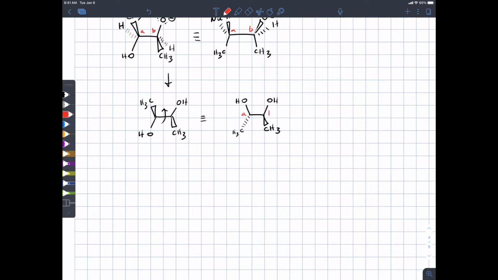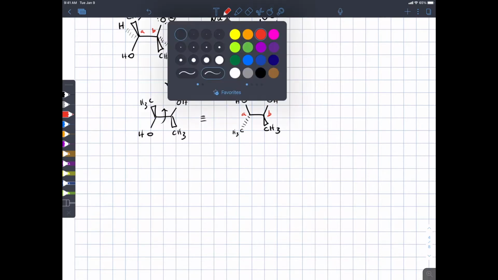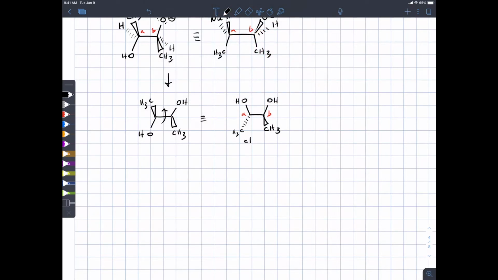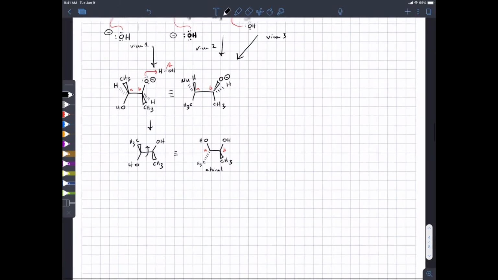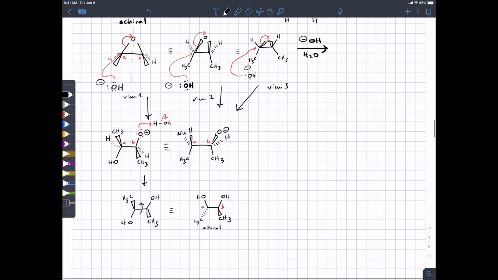Yes, it is chiral. This molecule is chiral. It is not the same as its mirror image. Now, I told you before that there is no way, world without end, that you can take a non-chiral starting material and get one enantiomer out as the product. So, what am I missing here?